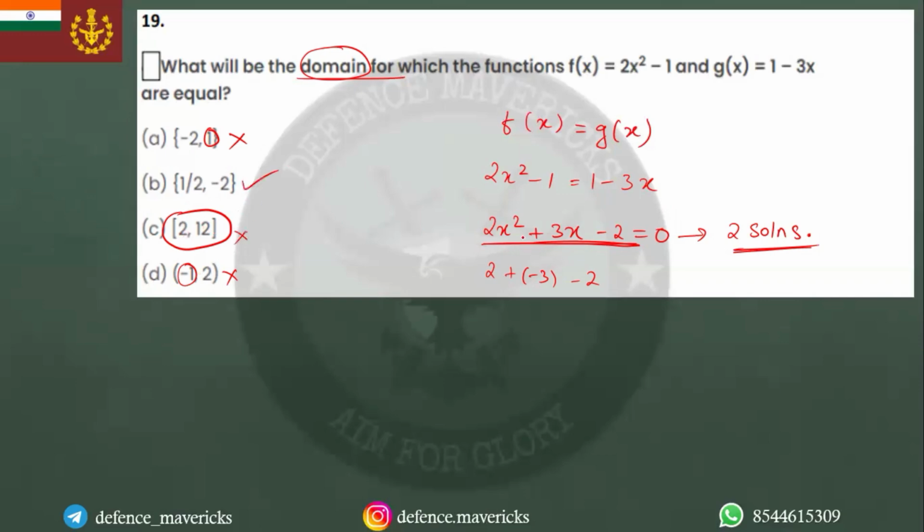For safer side, you can just substitute and check. So अगर मैंने half put किया तो it will be 2 into 1/4 plus 3 into half minus 2. कितना हो जाएगा? 2/4 is nothing but half. Half plus 3/2 is 2. 2 minus 2 is 0. Okay, now we can also try with -2. If you put, it will be 2 into 4, 8. 8 minus 2, 6, plus 3 into -2. ठीक है, तो 6 minus 6, 0. So B is the answer.